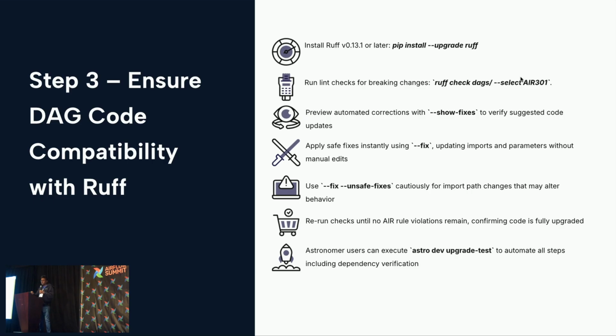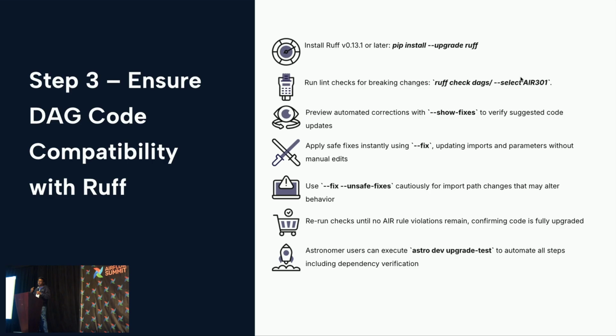So that is AIR 30 or 31, right? What this would do is show you all the Ruff linting issues. The next step is you can also add in the --fix command. This would fix most of the linting issues, but it wouldn't fix all of them.